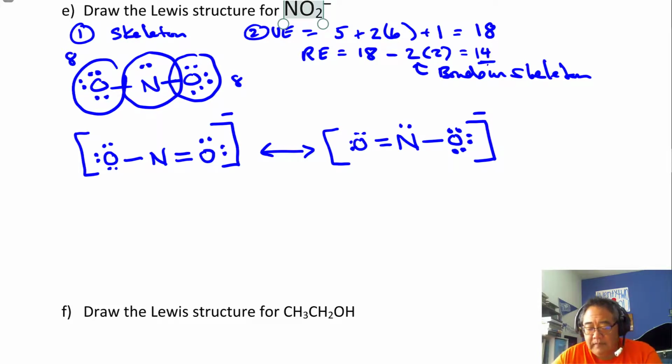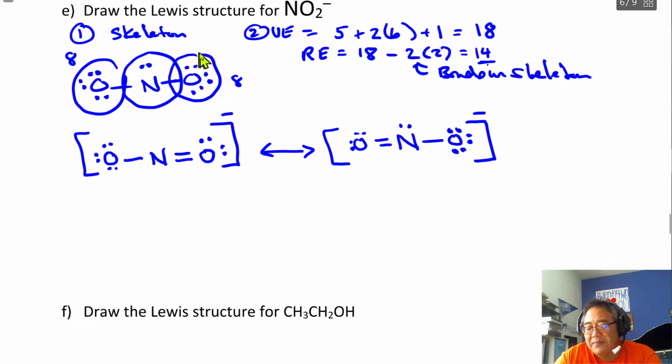All right. Let's see. Draw those structures. I think that's it for that one. So we have resonance structures. Let's go back and review. I had to draw the skeleton. I had to calculate the number of valence electrons, and I calculated the number of electrons that were remaining. I took the 14 electrons and I distributed them on the skeleton.